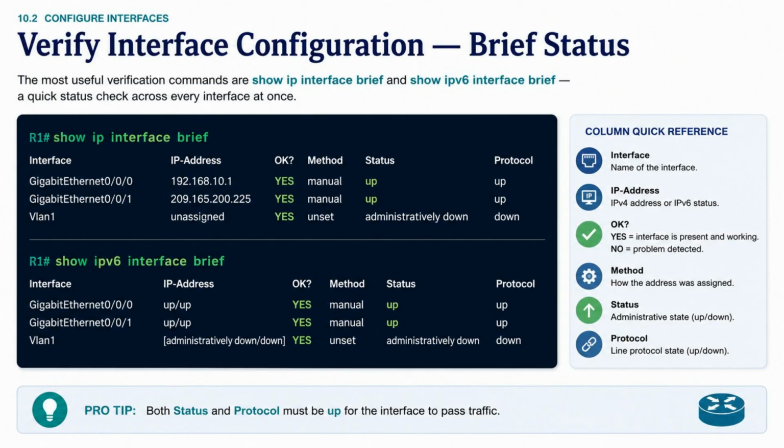The fastest way to check interface status across the board: show ip interface brief and show ipv6 interface brief. Walk the sample output, look for status up and protocol up on the interfaces that should be active. Note VLAN 1 shows administratively down, which is expected and fine on a router that isn't using it.